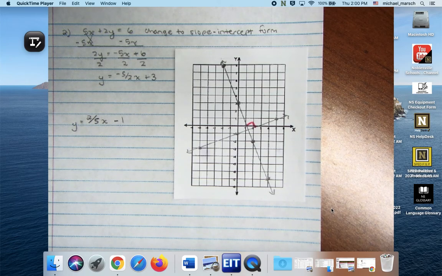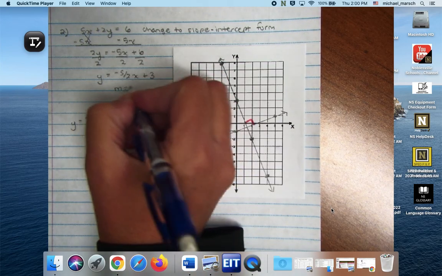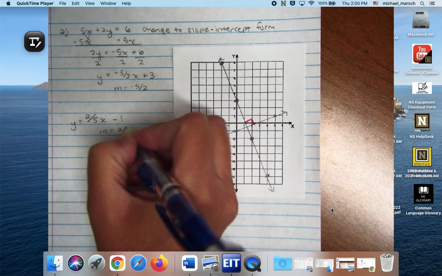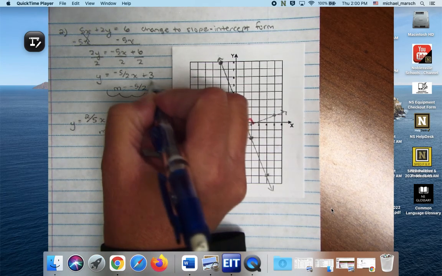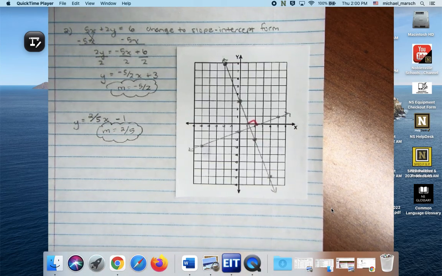But what happened? What is it about the slope that would tell you right away these are going to be perpendicular lines? How can you describe what's happening between this slope of negative 5 over 2 and this slope of 2/5? What happened? Avery?